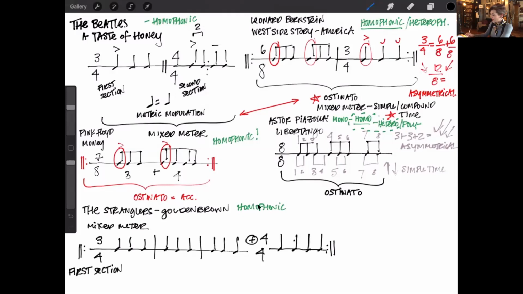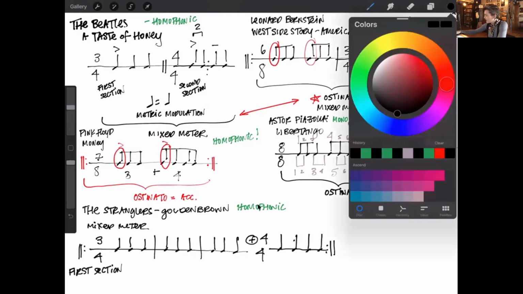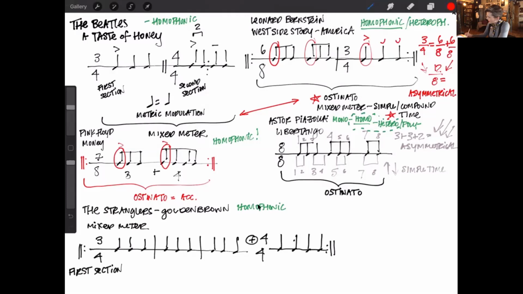When we're just encountering the singer singing, it is just in 3/4. So whole sections in mixed meter where we're making strong use of a 4 measure ostinato and repeating it. Awesome. Great, great, great.